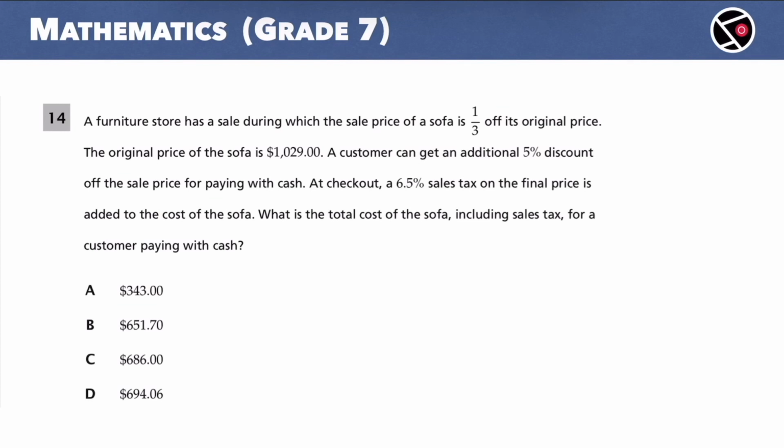So, we have a price of $1029. The discount is 1/3. Effectively, we are paying 2/3 of this price. The customer pays with cash, so he gets an additional 5% discount. Effectively, he is paying 100 minus 5, or 95% of this price. But at the checkout, we have a tax of 6.5%. This means the effective price is 100 plus 6.5, that is 106.5% of the number.